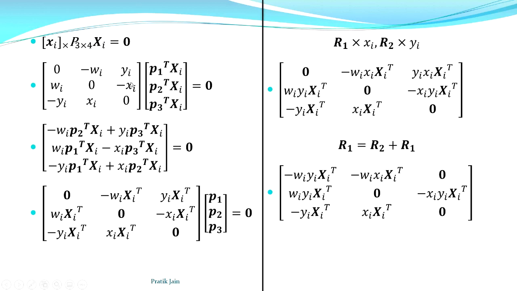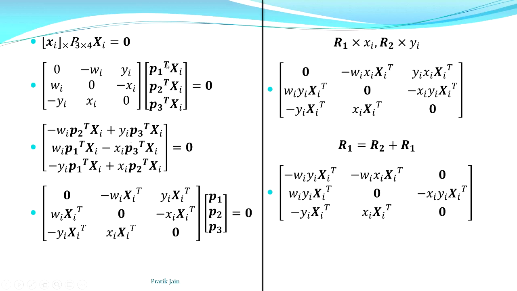Now if you just multiply these two, so we saw that the product P X_i can be represented like this and the cross product can be represented like this. Now we just multiply these two, so we get 0 into this minus w_i into this, so 0 into this makes it 0, so minus w_i into this thing plus y_i into this thing. So just multiplying these things, we get this.